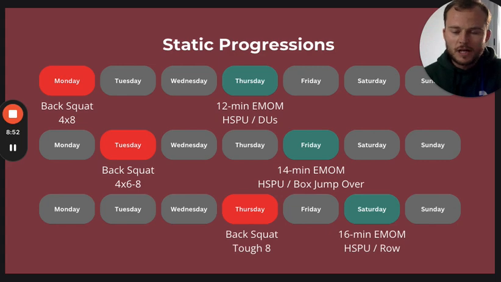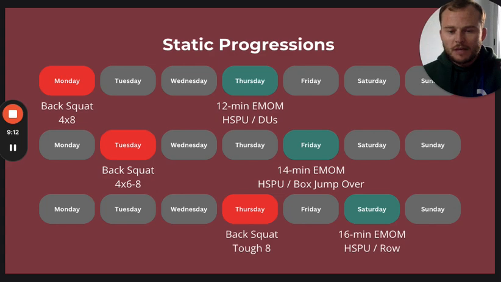And that's what we're trying to get from our static progressions. And these are usually going to be the main focus for a cycle. So it could be, hey, in this cycle, we are going to be focusing on a back squat progression that's going to be building up to a tough set of 8 or something like that. You can use this for strength and you can use it for conditioning pieces.